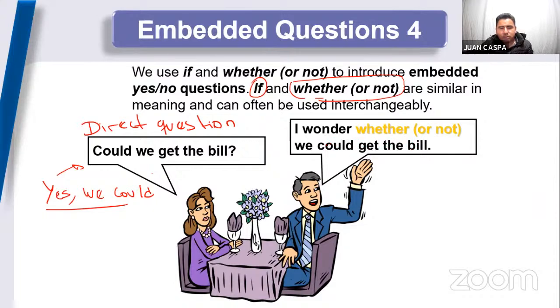Me pregunto si podemos tener la cuenta, right? Yes, thank you. Me pregunto si podemos tener la cuenta. So that's why embedded questions are usually used to be polite, para ser más gentil, ¿no? Esto suena muy directo, ¿no? Podemos tener la cuenta. So I wonder, me pregunto si podemos tener. Maybe, okay, we try to be very polite. Or if we could have, if you could get the bill, right?